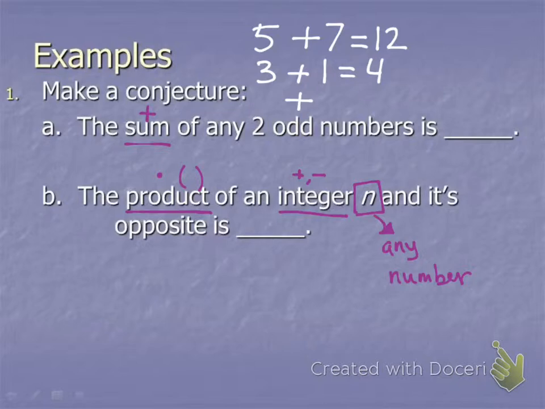Give me some more odd numbers. 9. 11. What's 9 plus 11? 20. What are you noticing about all the answers? They're even. That is my conjecture. That when you add two odd numbers, you're going to get an even number. That's it. Any questions on part A?